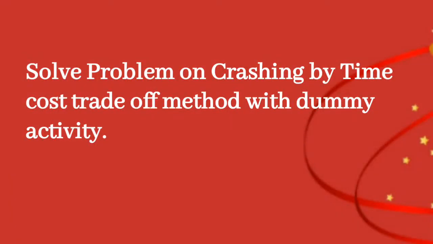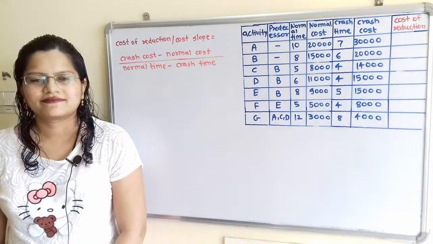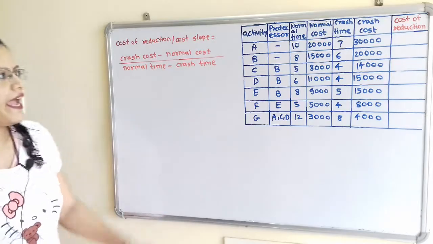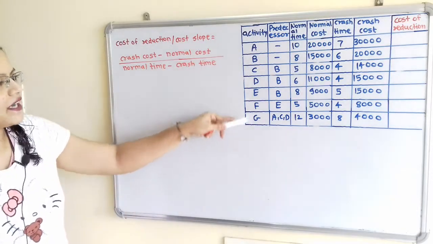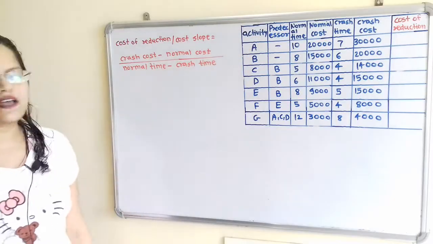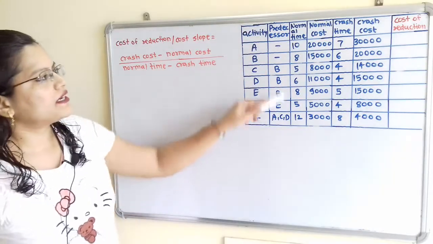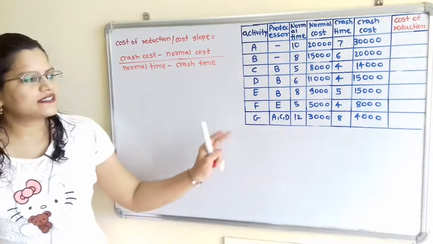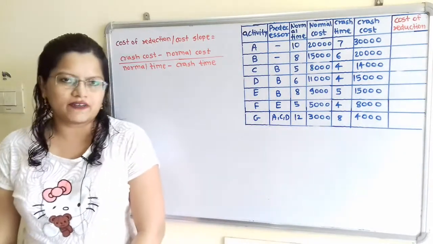Solve problem on crashing by time cost trade-off method with dummy activity. Let us understand the given data. Activities A, B, C, D up to G are mentioned in the question. Predecessors are also mentioned. Normal time, normal cost, crash time and crash cost. This is the given data in the question.